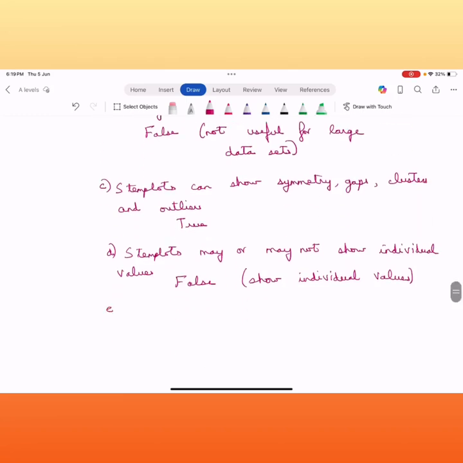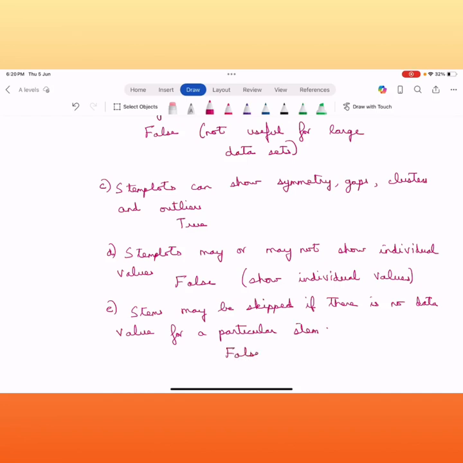Let's come to the last true or false here. Stems may be skipped if there is no data value for a particular stem. So this is false because stem plots are never skipped. Stems are never skipped.